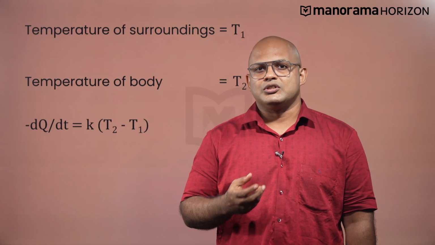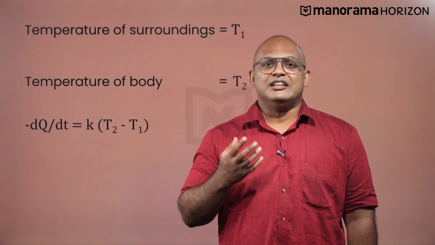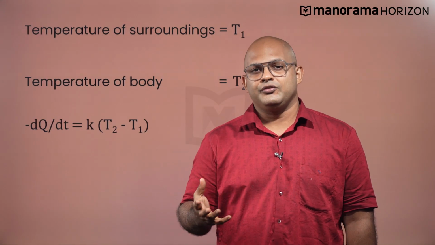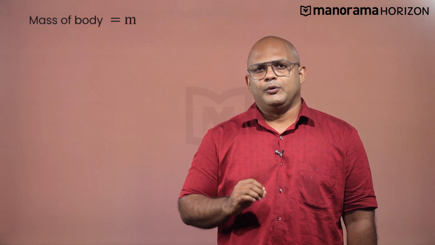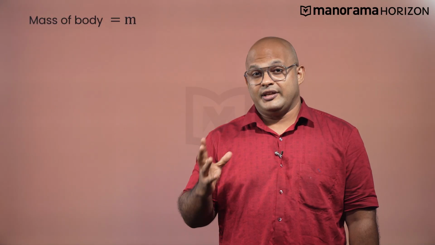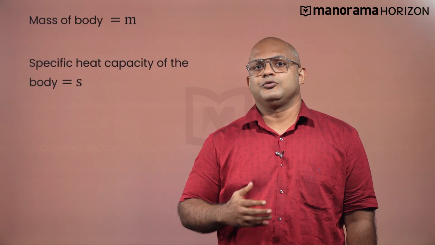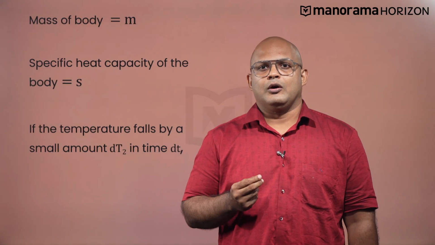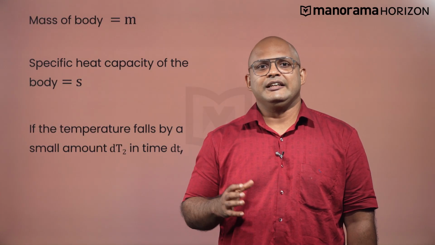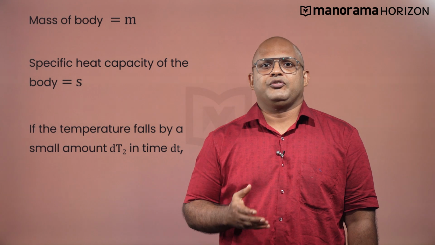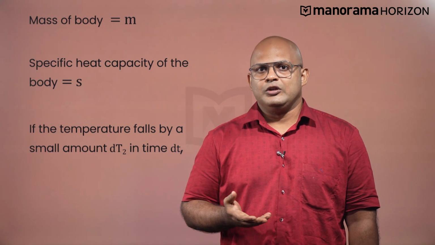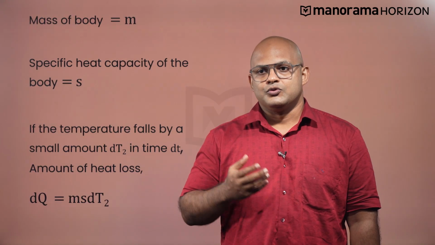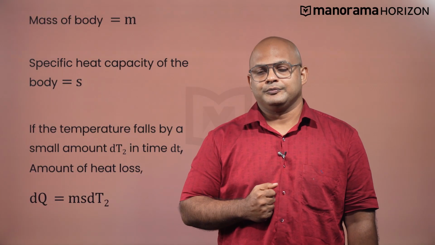Here k is a constant depending on the area and the nature of the surface of this body, as all bodies don't have the same surface or the same color. Now, suppose the mass of the object or body is m and its specific heat capacity is small s. If the temperature of the object is falling by a small amount, let's say dT2 in time dt, then the amount of heat loss can be written as dQ is equal to m times s times dT2. So this is the equation that we get based on this assumption.